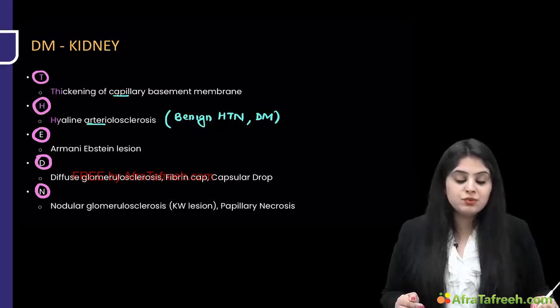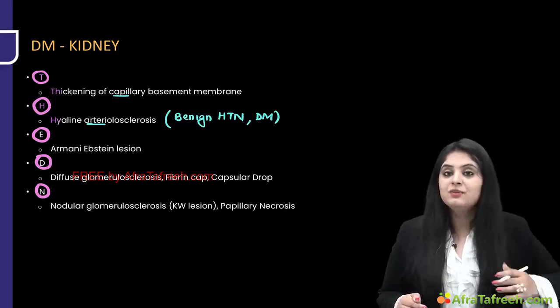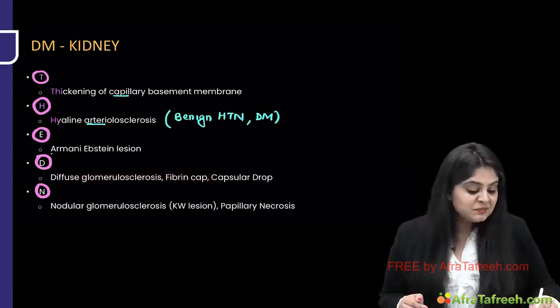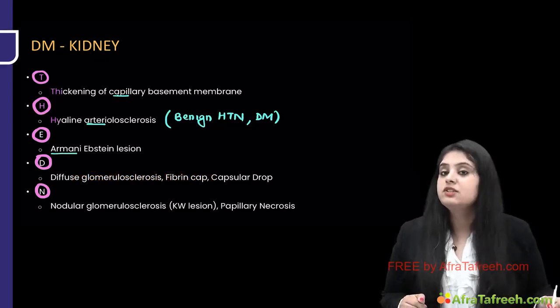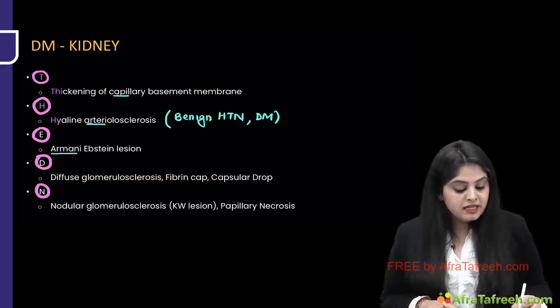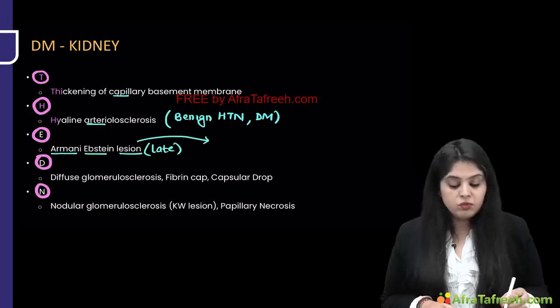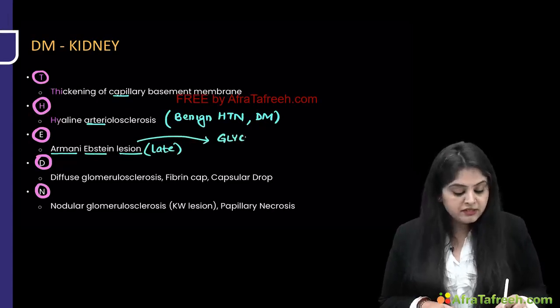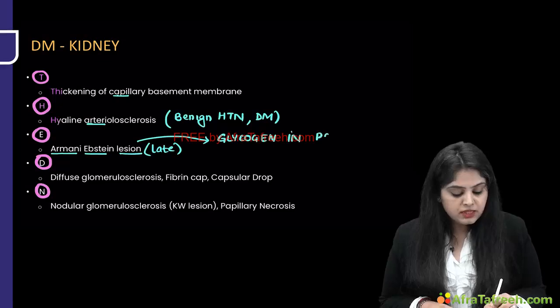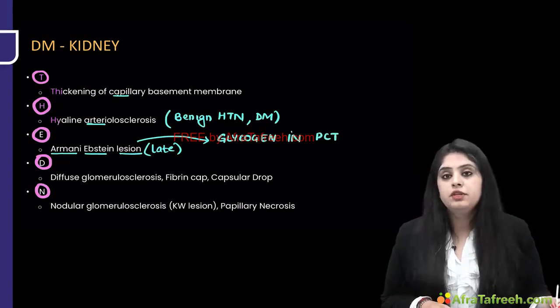Why am I telling you this story and making you feel bad that you will get Armani at a very late stage? Because Armani-Epstein lesion is not an early change in diabetes. It's one of the late manifestations. And what is Armani-Epstein lesion? So Armani brand is something known as glycogen. There is glycogen deposition that occurs in which part of the kidney? That occurs in proximal convoluted tubule.